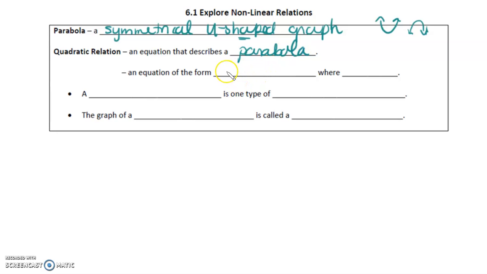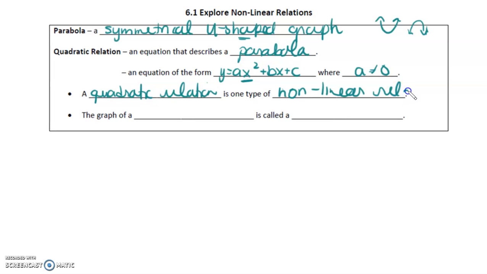Okay, an equation in the form, the expanded form is y equals ax squared plus bx plus c, where it has to have this x squared term, so a cannot equal 0. Okay, a quadratic relation is one type of nonlinear relation. The graph of a quadratic relation is called a parabola.